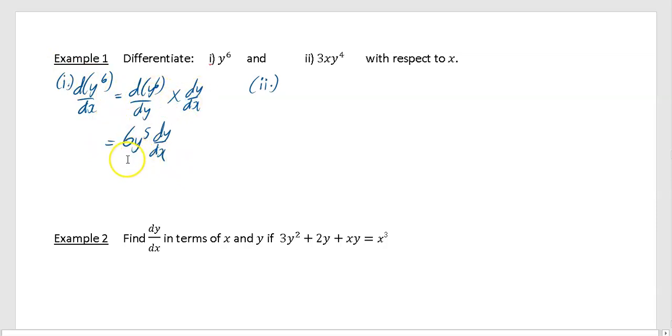I would just skip to this. Remember, this is just differentiate the y term with respect to y, and then fire dy by dx on the end. Okay, part 2 is a wee bit trickier.